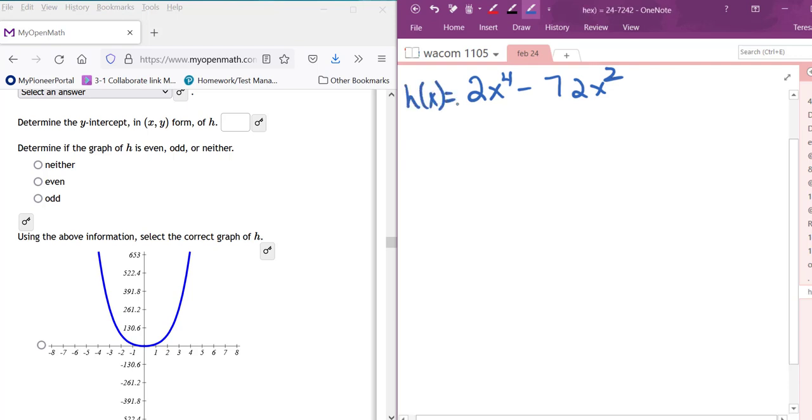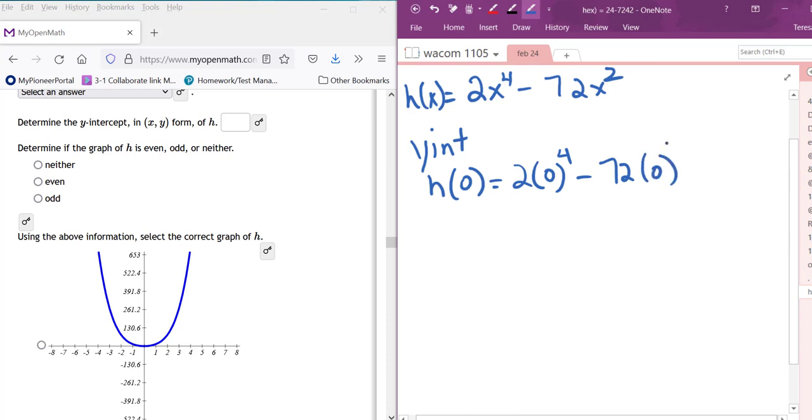All right, so y-intercept says plug 0 in. And it's going to give you 0 back because you get 0 here. 0 times anything is 0. So the y-intercept is going to be 0, 0. We plugged 0 in. We got 0 out. That would be your answer here.